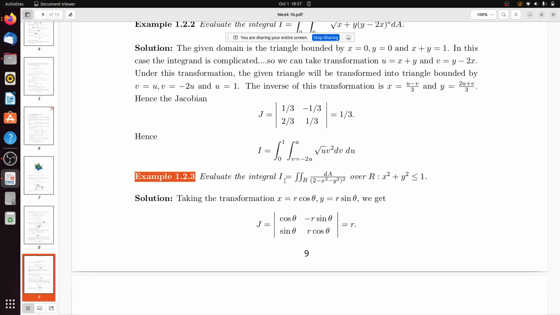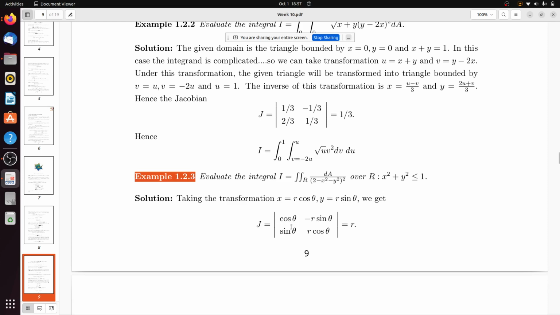See now, x is the transformation, x is equal to r cos theta, and y is equal to r sin theta. Now the Jacobian: first you have to take the derivative of x with respect to r. If you take the derivative with respect to r, you will get cos theta. If you take the derivative with respect to theta, you will get minus r sin theta.